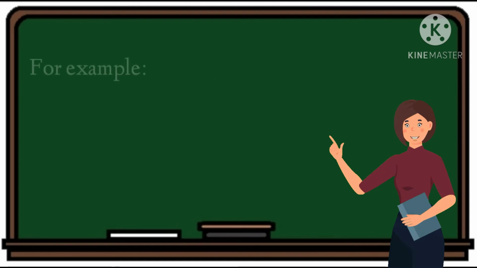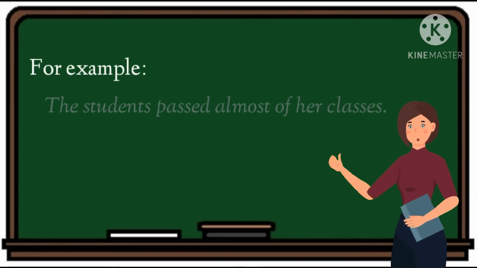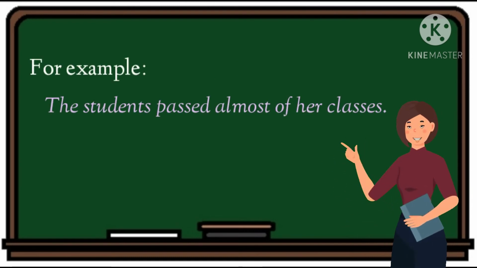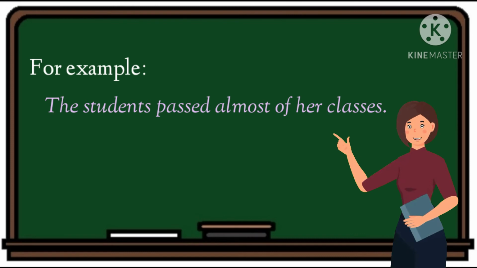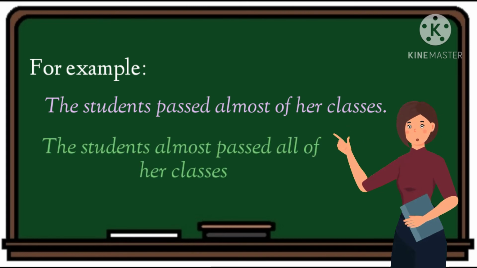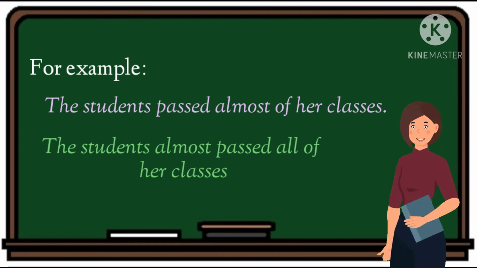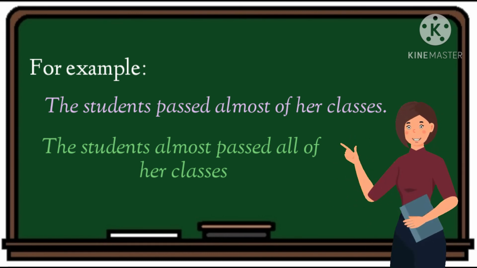Now, let's take a look at this example. The student passed almost all of her classes. This sentence means that she passed most of her classes, but not all of them. Now, let's take a look at this other example. The student almost passed all of her classes. Now, this sentence means that she came close to passing all of her classes but didn't actually pass any of them.